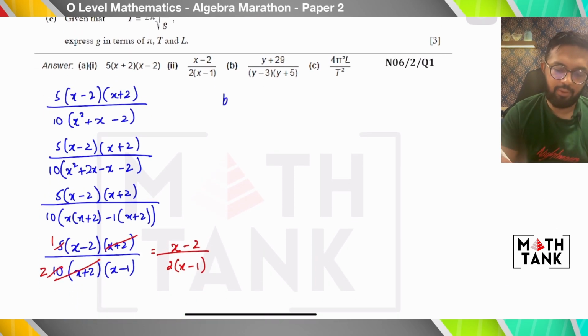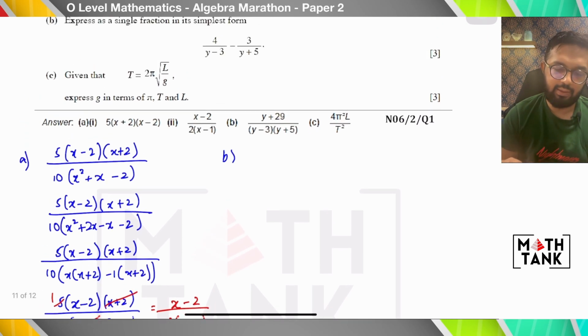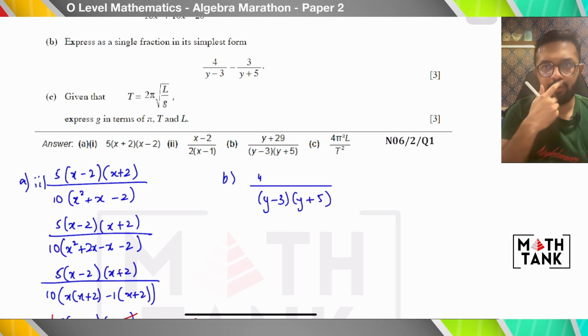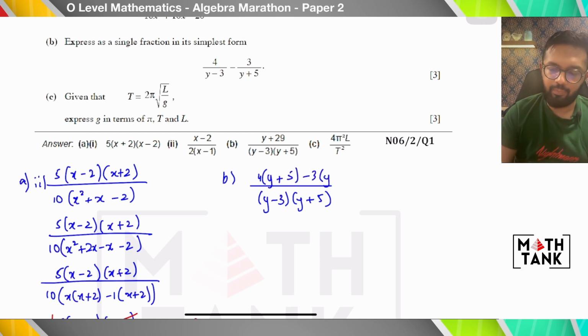Okay. Then part B says express as a single fraction. I think expressing as a single fraction is simple. None of the fractions have anything in common in the denominators. I'm just going to multiply. So 4y plus 20 minus 3y plus 9.